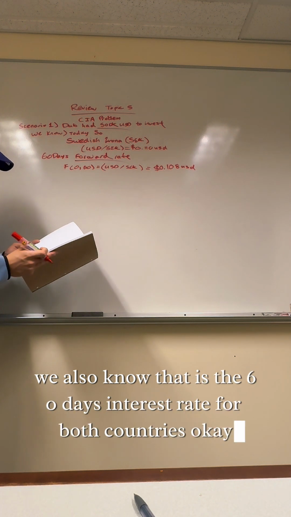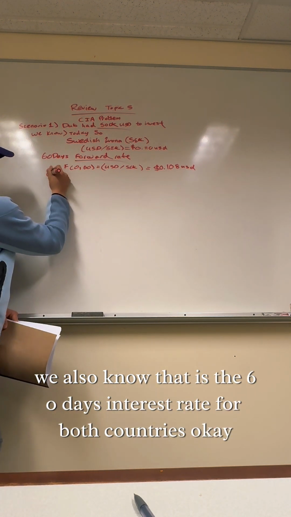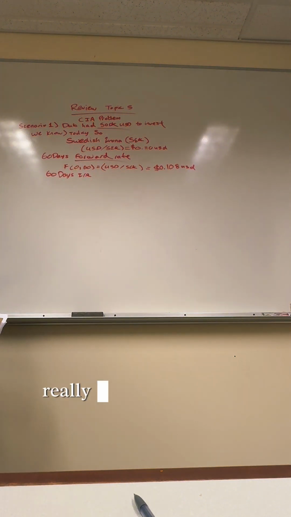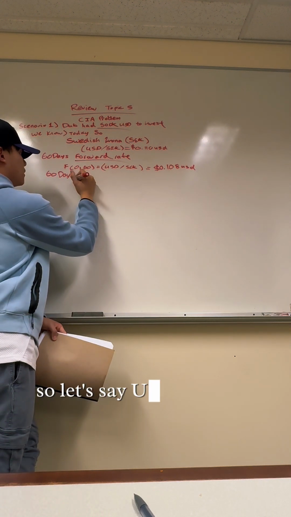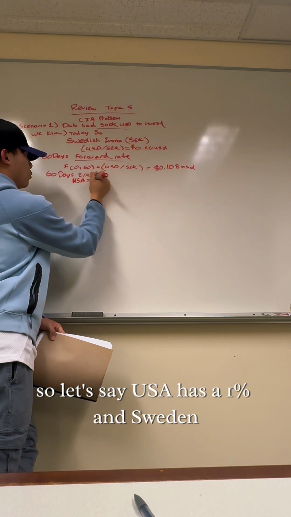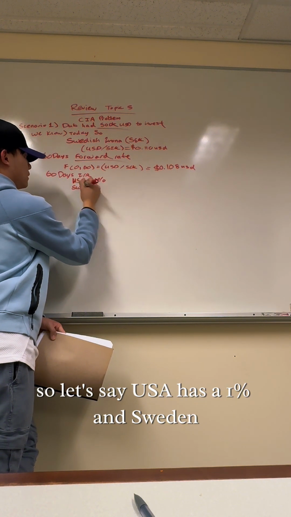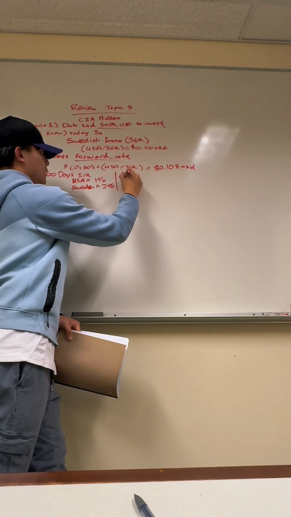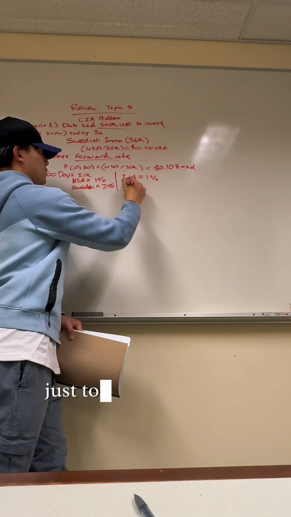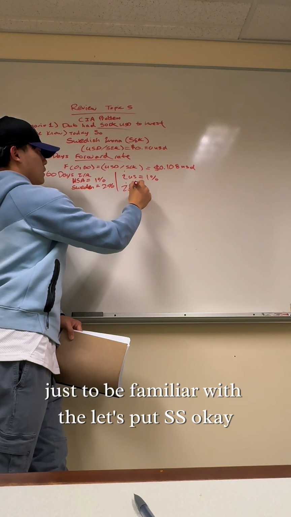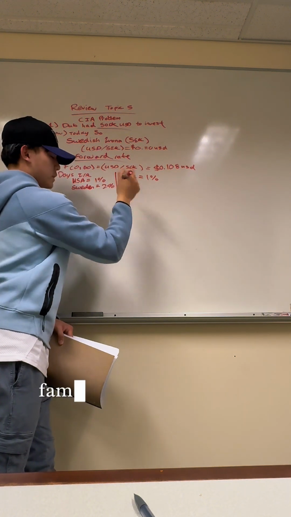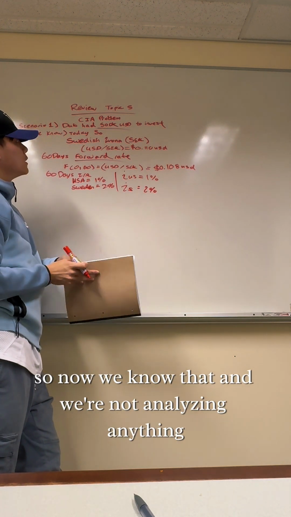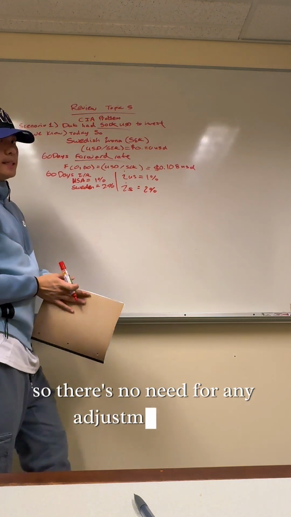We also know the 60 day interest rates for both countries, which is really important. Let's say the USA has 1% and Sweden has 2%. We would write it as interest for US is 1%, and let's put S for Sweden, to be familiar with the formulas. We're not annualizing anything, so there is no need for any adjustment.